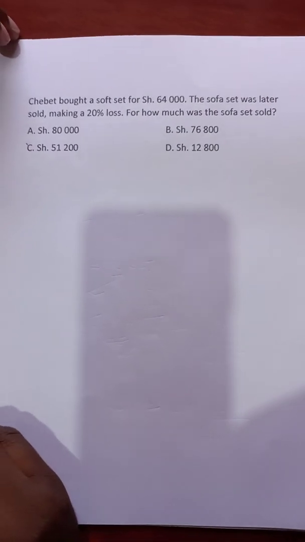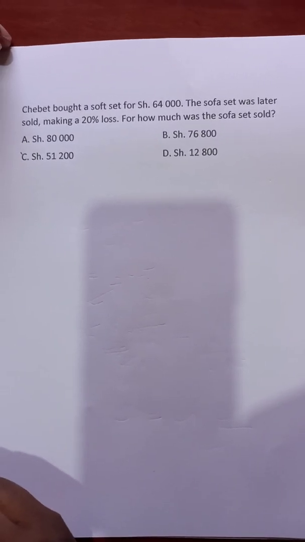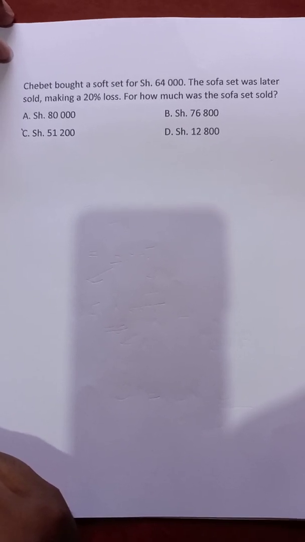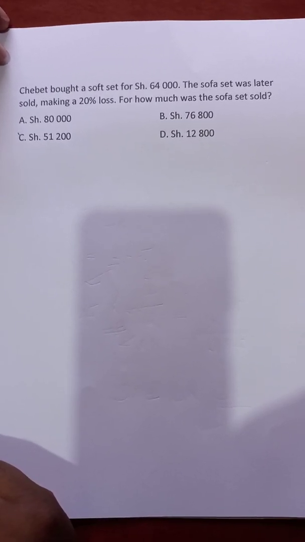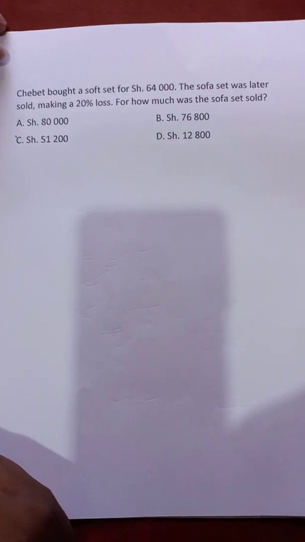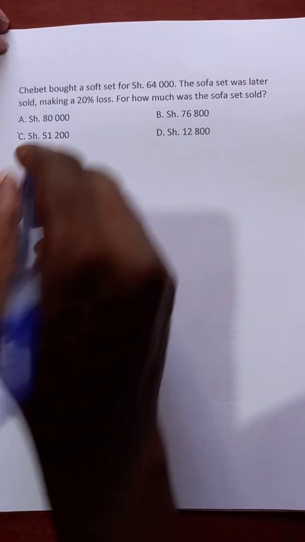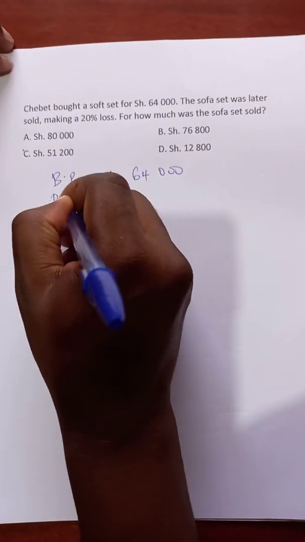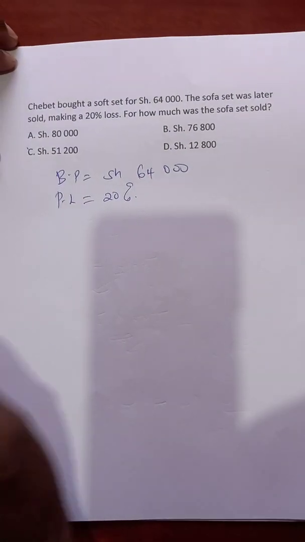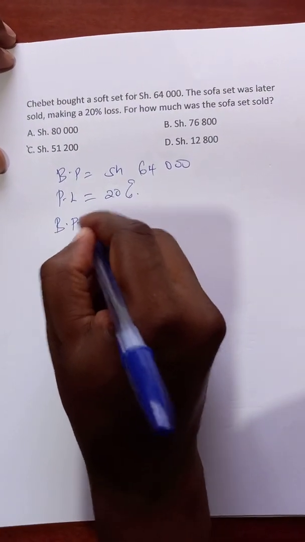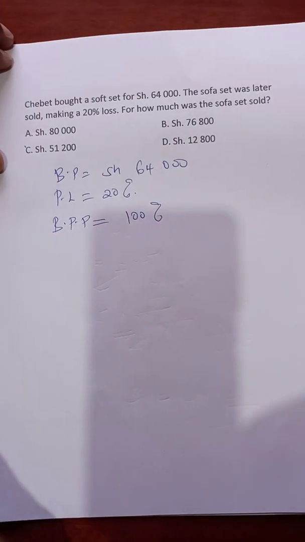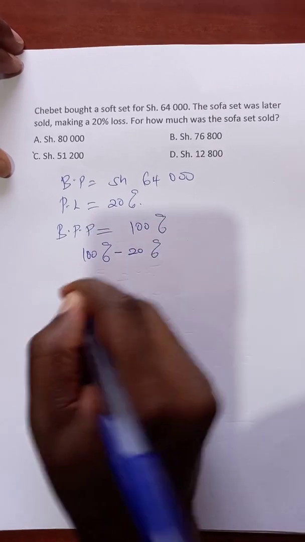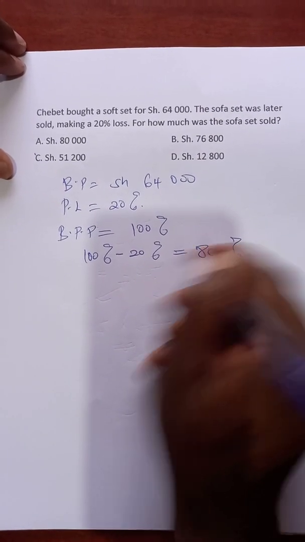Question number 3. Chebet bought a sofa set for shillings 64,000. The sofa set was later sold, making a 20% loss. How much was the sofa set sold? Very simple question, learners. You have been given the buying price as shillings 64,000. Percentage loss, 20%. Learners, remember, the buying price percentage is always 100%. Loss is decrease in price.